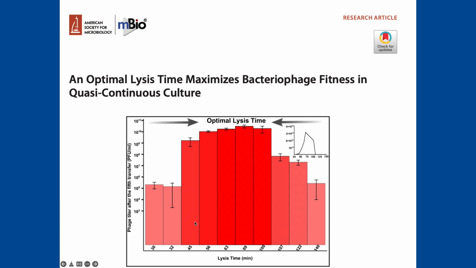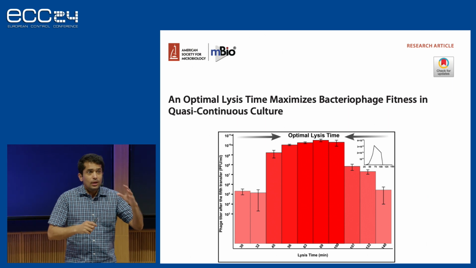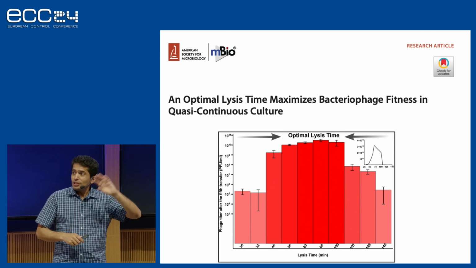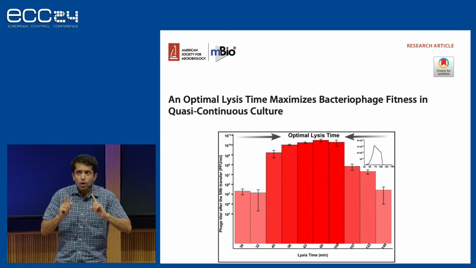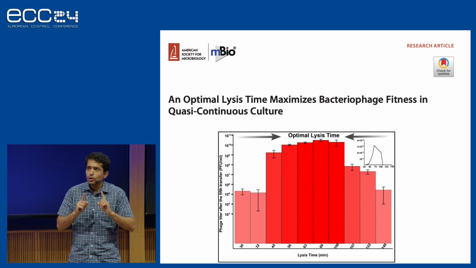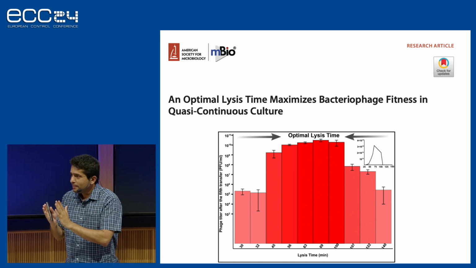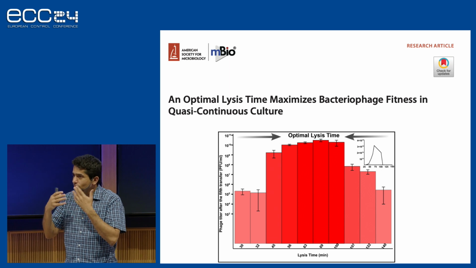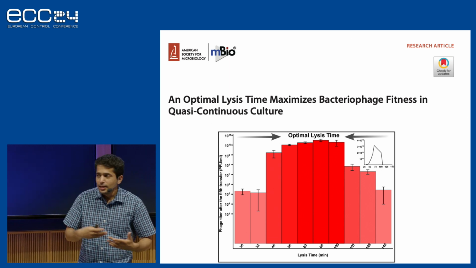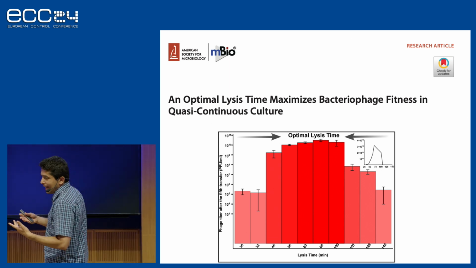You can't lyse too early, as there are not enough progeny. If you lyse too late, the host cell dies and the virus dies. And because there is an optimal time to lyse, you want to control your timing fluctuations around that optimal time, which is why you need this feed-forward control and low burst size to have precise timing. I think this is the first experimental demonstration of an optimal time to lyse of a host by a virus, which we published in mBio.